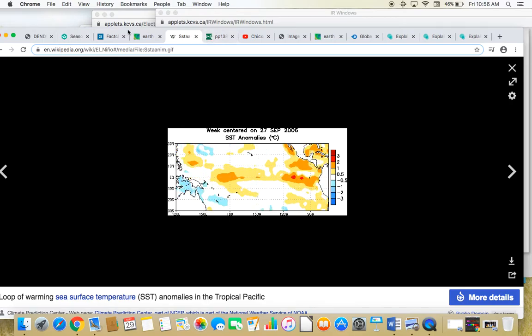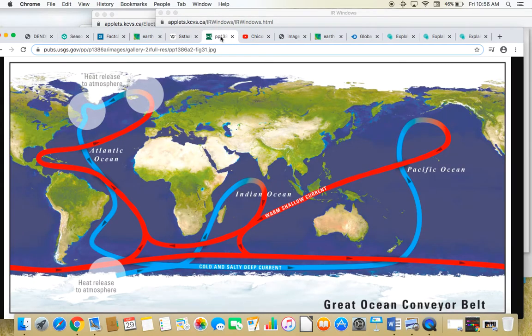These currents right here are much slower. This is called the Great Ocean Conveyor Belt. It might take a molecule of water 1,000 years to make this trip. The surface parts of the trip are a lot faster. Whereas the deep ocean currents, they carry a much larger body of water, just moving a lot more slowly.